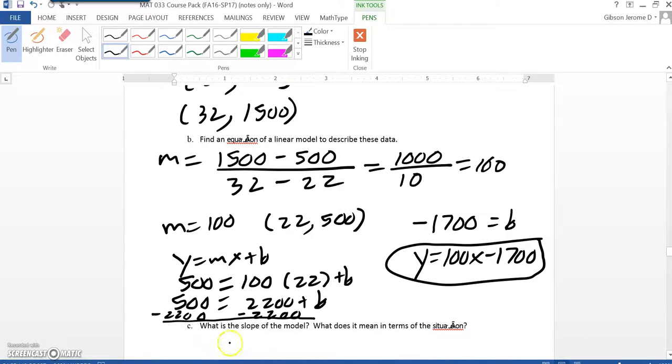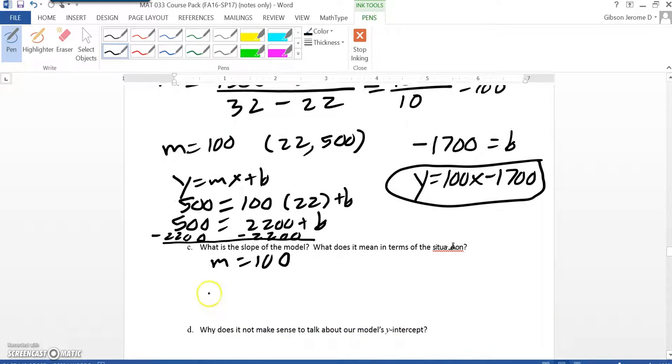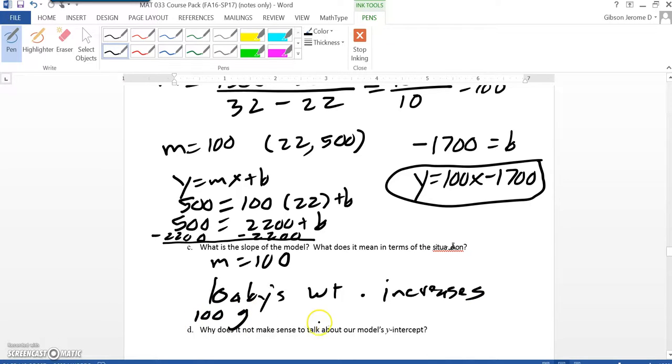Now it says, what is the slope of the model? We know the slope is 100, and it said, what does it mean in terms of this situation? And the slope means that the baby's weight increases 100 grams every week.